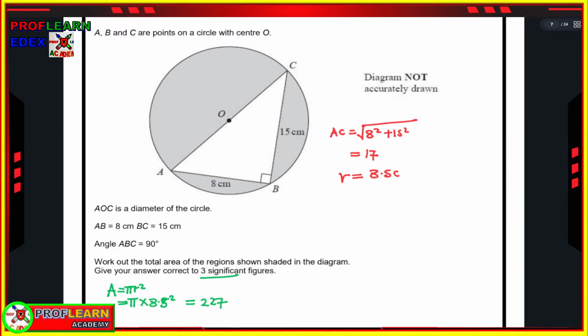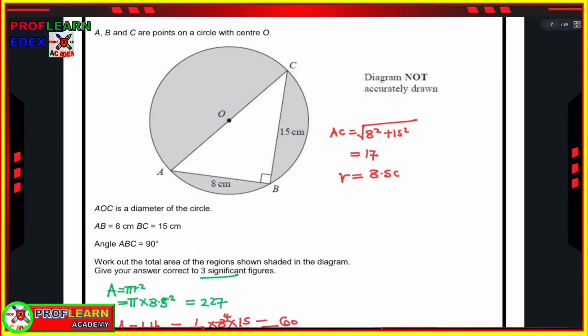Then we need to find also the area of the triangle, and the area of the triangle is a half base times height, which is going to translate to a half times the base, which is 8, times the height, which is 15, and that's going to translate to 4 times 15. If you work this out, you can see it's going to be 60.